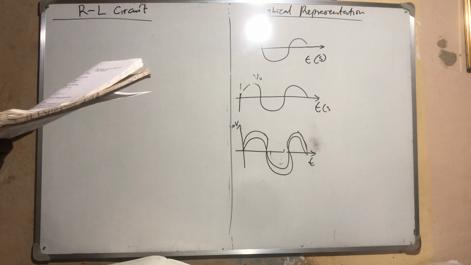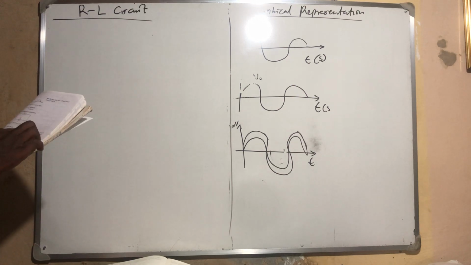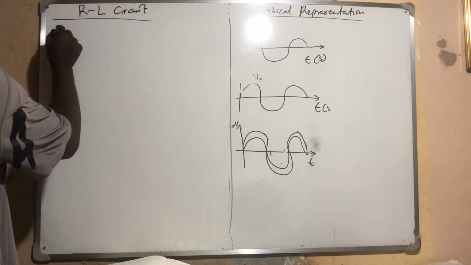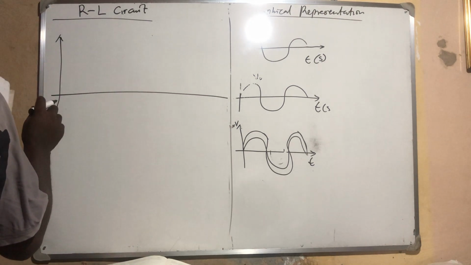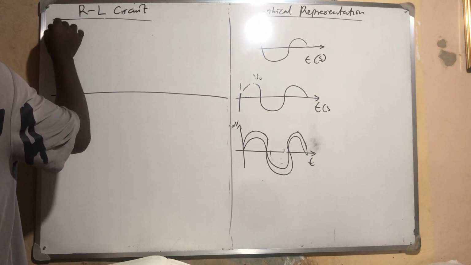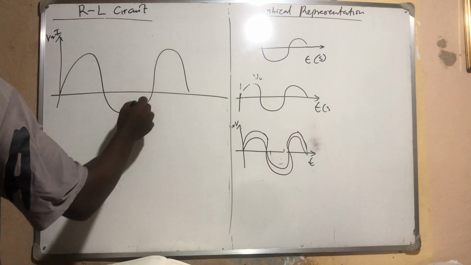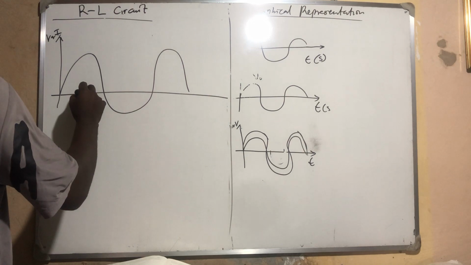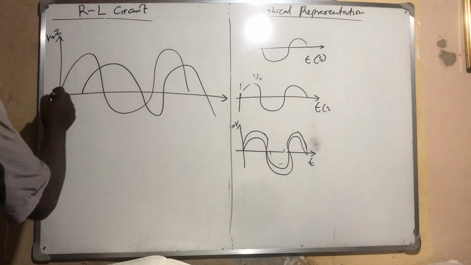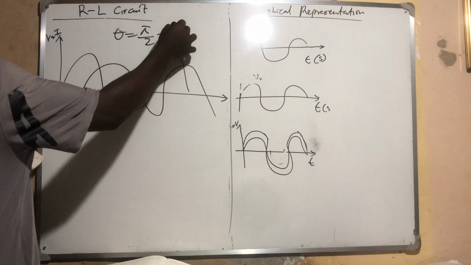While the current will lag the applied voltage by the same angle, all right? So if the circuit contains a resistor and an inductor, then see what happened. I have my voltage and my current. The voltage will lead the current. The voltage will start from zero, but the current will not start from zero. The current will start somewhere here and then move, okay? So the distance from here to here is 90. So the phase angle is 90, right? So theta here is equal to pi over 2 or 90 degrees, okay?